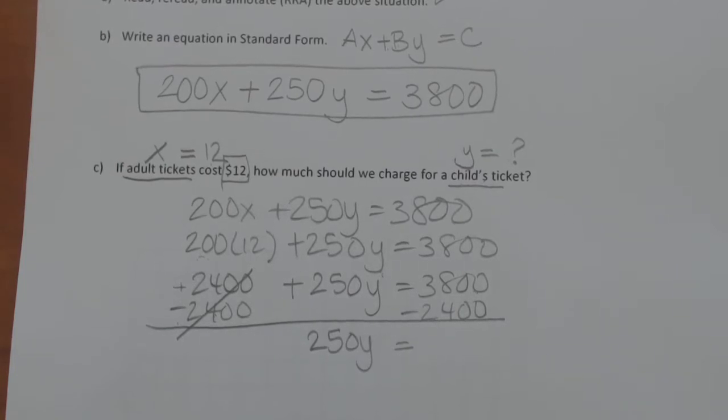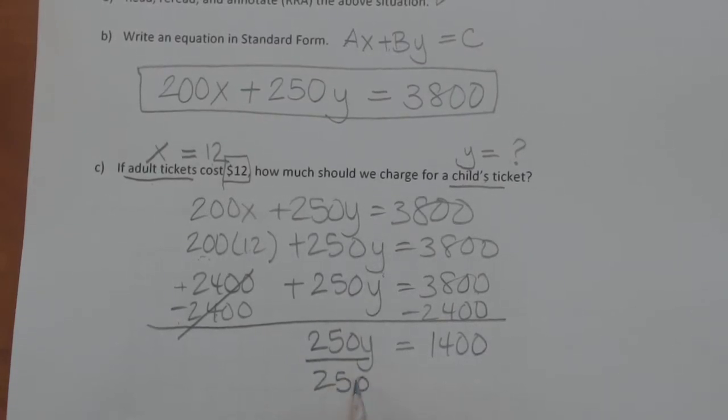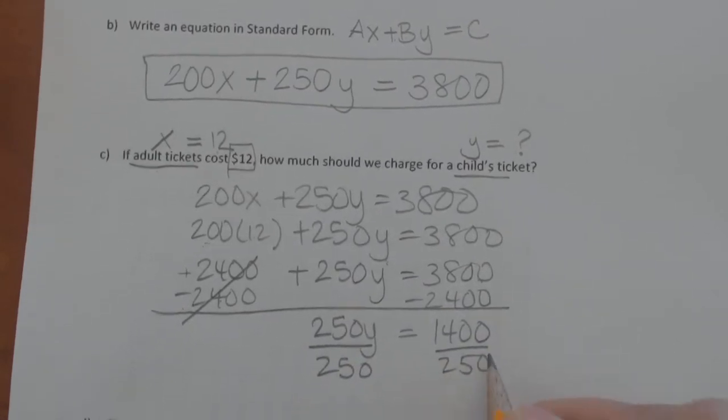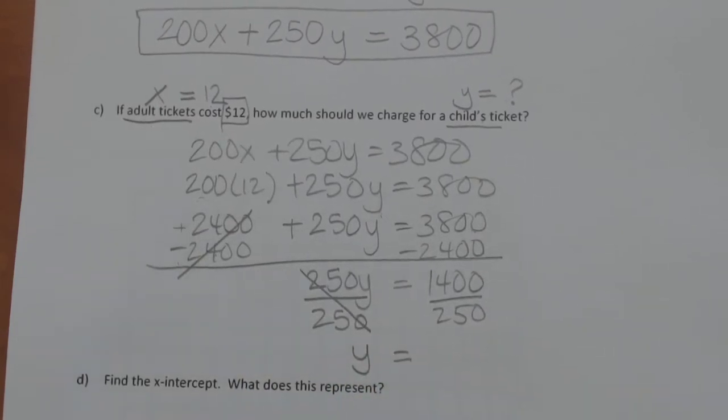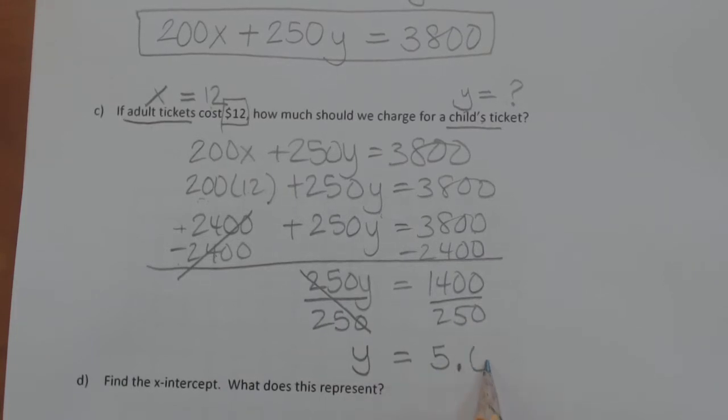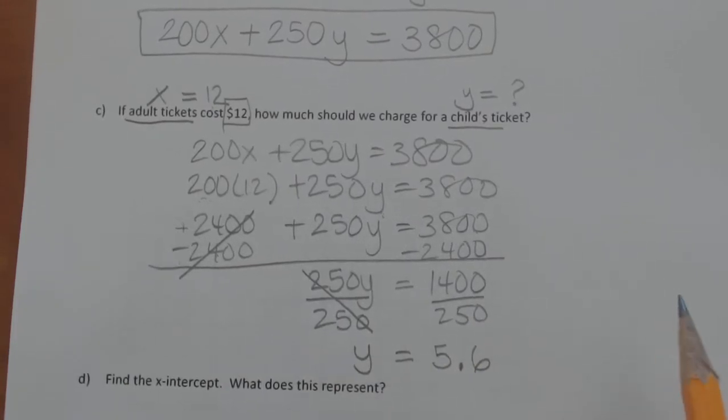Subtract these in my calculator. I get 1,400. And then I'm going to divide by 250 so that I can solve for y. So y equals 1,400 divided by 250, 5.6.